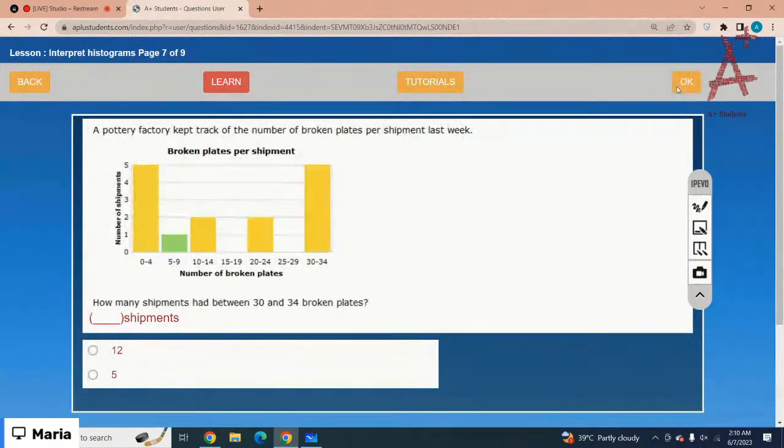Okay, a pottery factory kept track of the number of broken plates per shipment last week. How many shipments had between 30 to 34 broken plates? So which is the correct option? Here you have 30 to 34 broken plates and the number of shipments is on the y-axis, so you can just match the value. It would be 5. That means you have 5 shipments that have 30 to 34 broken plates. Got it?